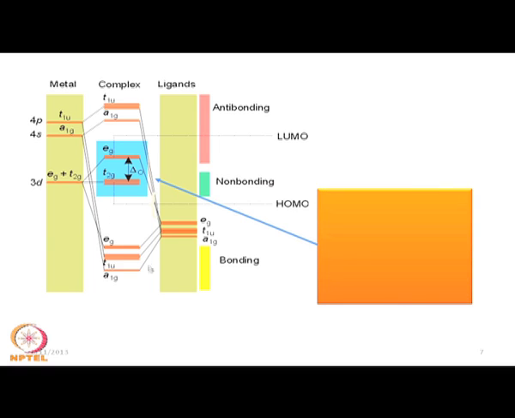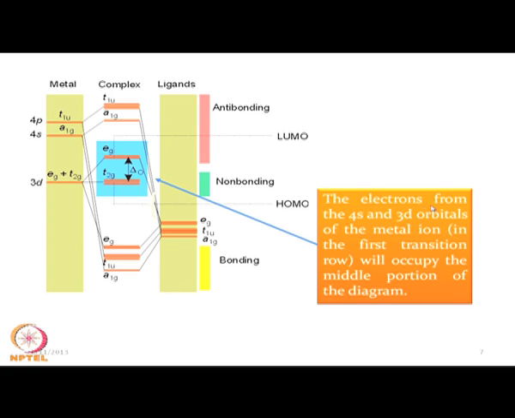We have filled this particular level with the 12 electrons from the ligand side, and the electrons from the 4s and 3d orbitals of the metal side in the first transition row will occupy this middle portion of the diagram. So, when we consider the Eg and T2G level, it is the 3d electrons, not 4s only. There is a 4s also, but the 4s is of higher energy. It is the 3d level of electrons which will occupy these levels.